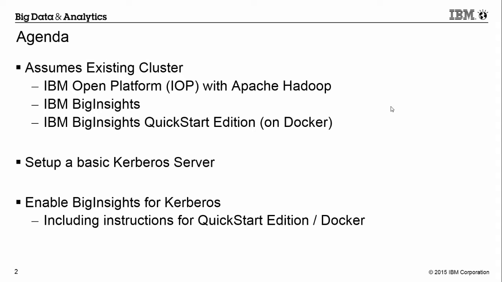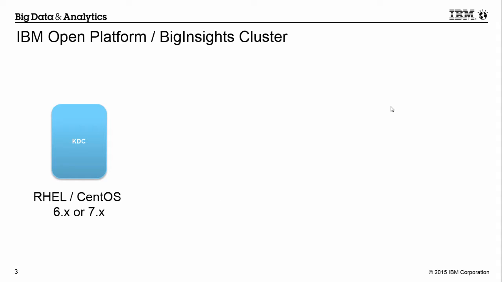We're going to set up a basic Kerberos server, and then we're going to enable BigInsights for that Kerberos server, and I'll include instructions as well for how to set up QuickStart Edition using Docker. Now first, we're going to set up a standalone server, or maybe you're going to choose to do this on the first node of your cluster, where we set up a KDC, or Key Distribution Center. The requirement here is Red Hat or CentOS 6.x or 7.x.